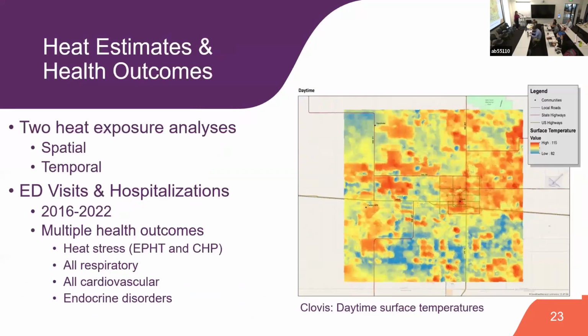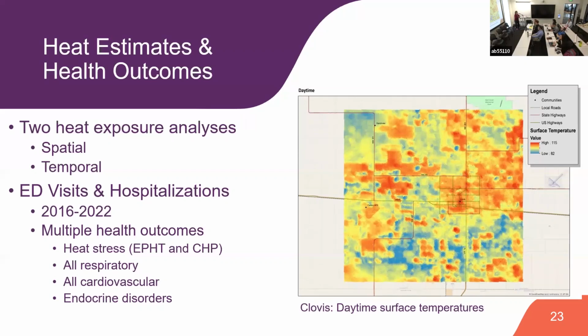So with Chris's team at Florida State, we'll be doing a couple of heat exposure analyses, looking at it spatially and temporally, also looking at ED visits and hospitalizations. Those results will be coming soon and will be very exciting for us when we get them. In the meantime, we also have the urban heat maps, which Leiqiu worked on, which show the daytime surface temperature, as well as the daytime and nighttime temperatures for 26 cities around the state.